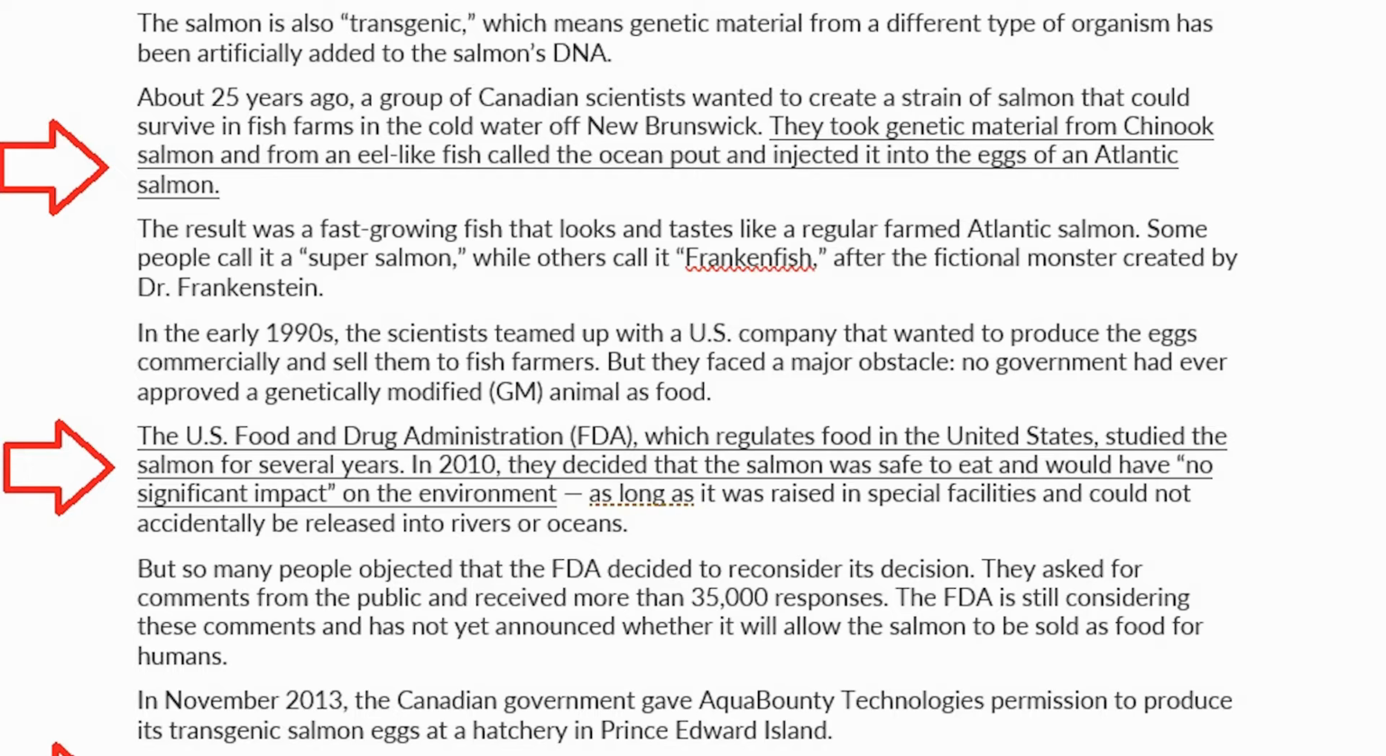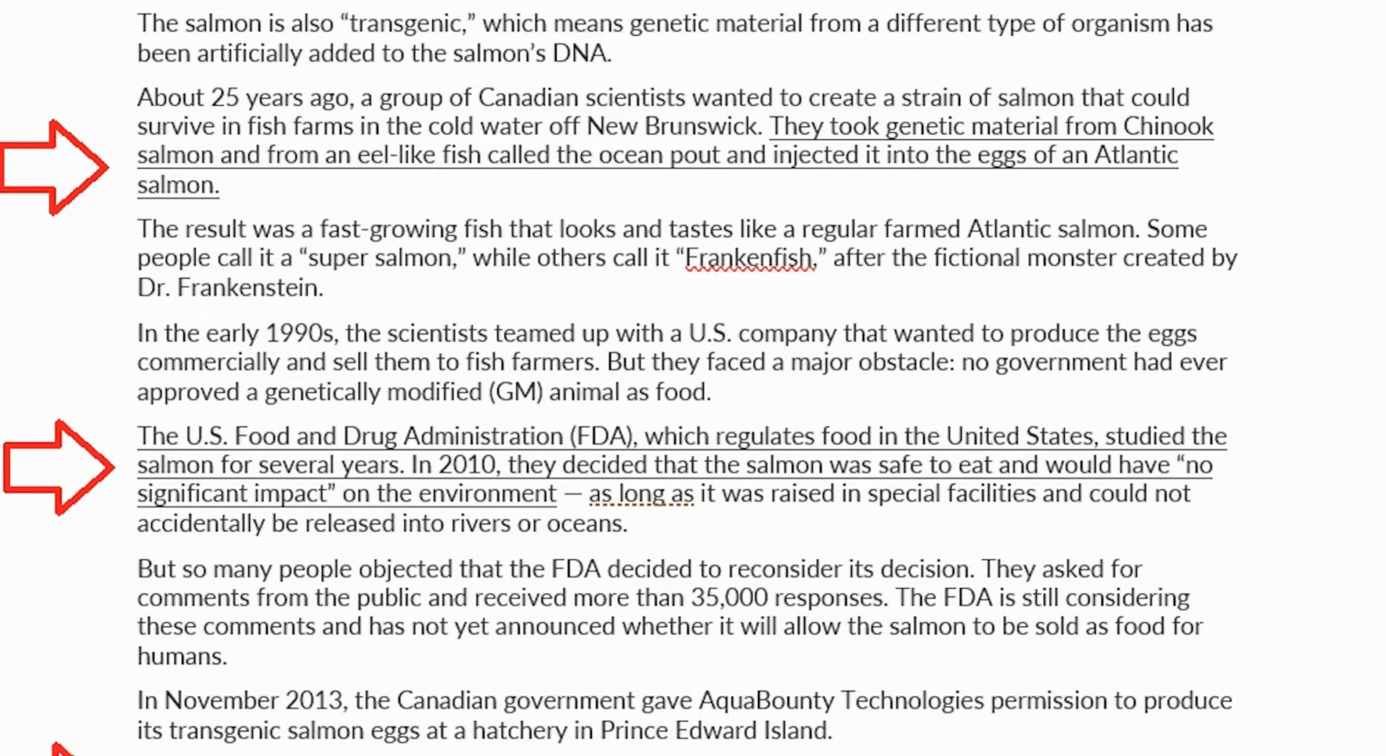Perfect. The result was a fast-growing fish that looks and tastes like a regular farmed Atlantic salmon. Some people call it super salmon, while others call it Frankenfish, like you were saying, after the fictional monster created by Dr. Frankenstein. In the early 1990s, the scientists teamed up with a U.S. company that wanted to produce the eggs commercially and sell them to fish farmers. But they faced a major obstacle. No government had ever approved a genetically modified animal as food.